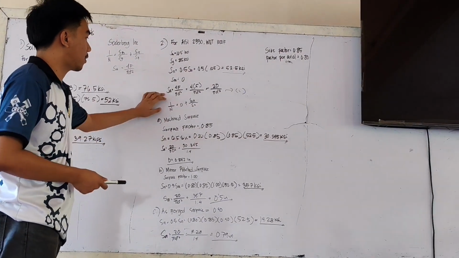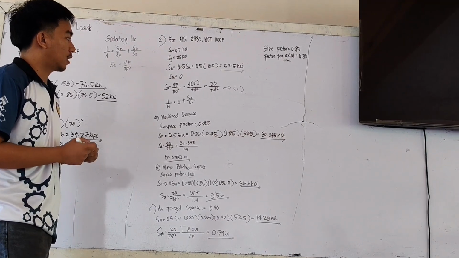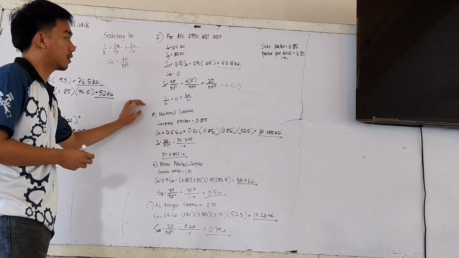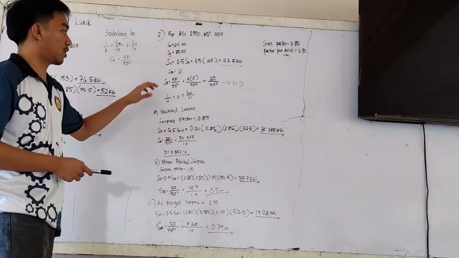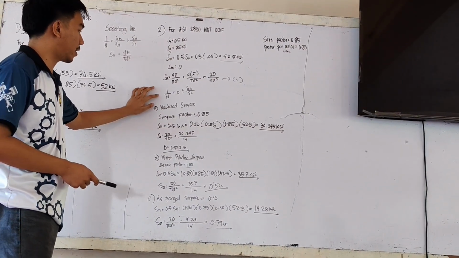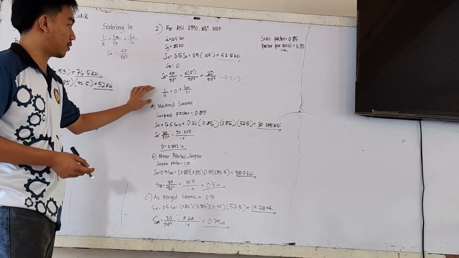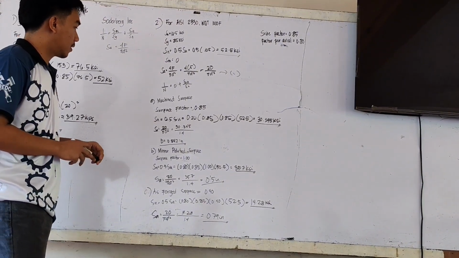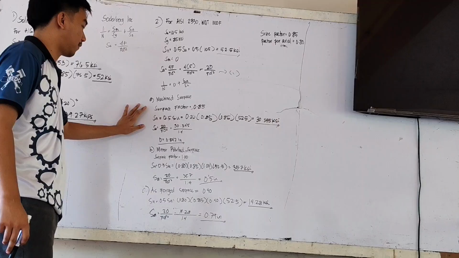For our Sa formula, 4F over pi d squared, and we have 4 multiplied by 5 over pi d squared and equals 20 over pi d squared. This is our equation 1, and for our next formula, we have 1 over n equals Sm, which is 0, plus Sa over Sn. And for our machined surface, we have a surface factor of 0.85.